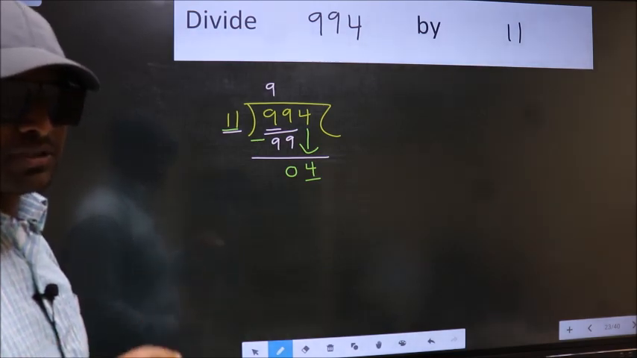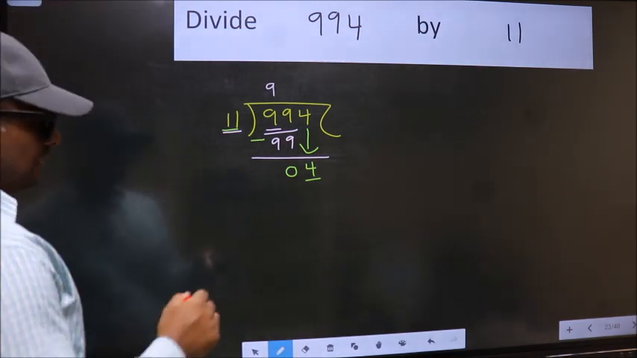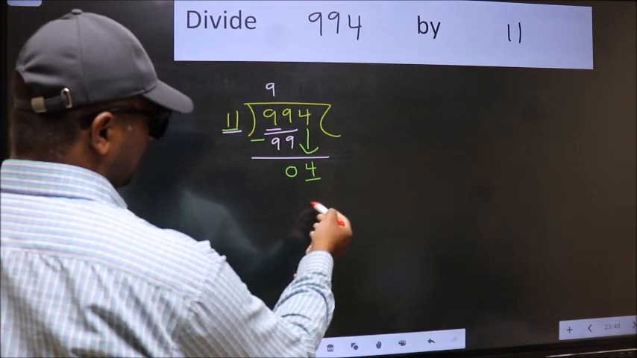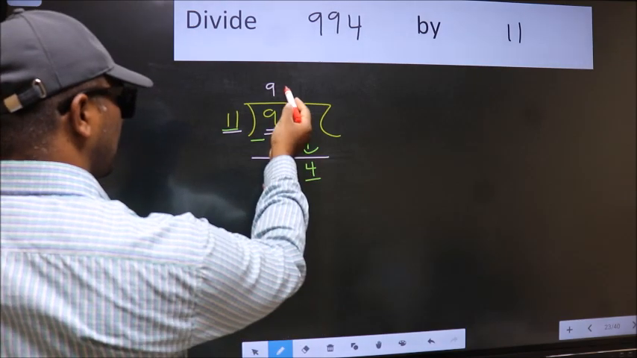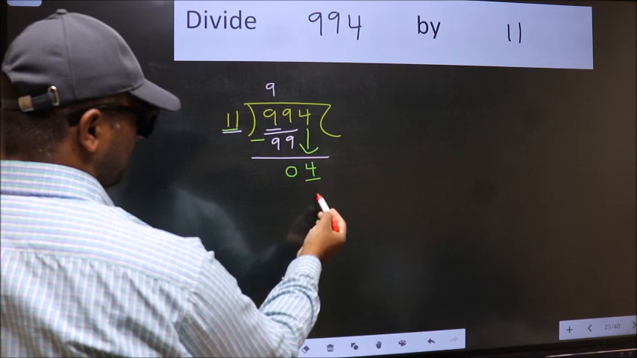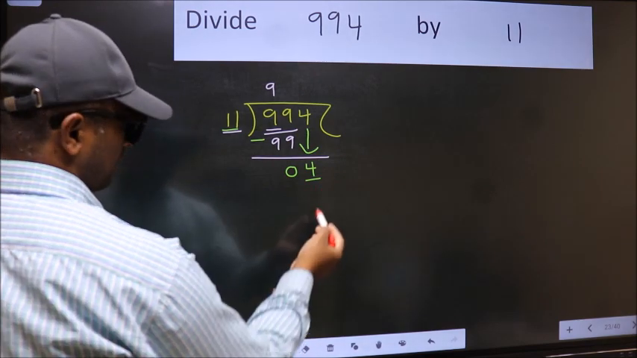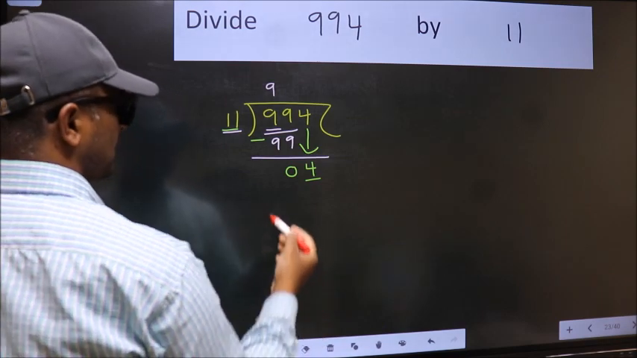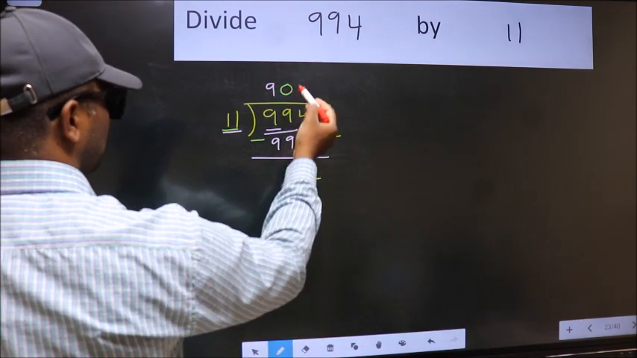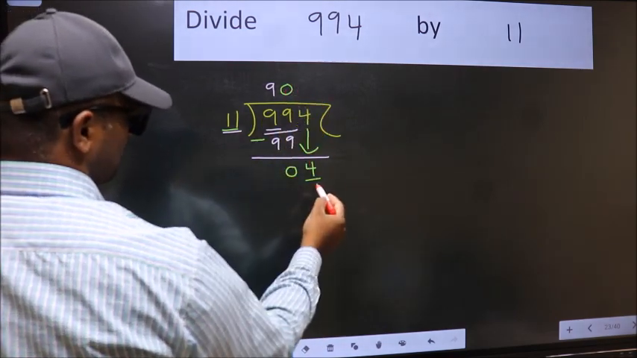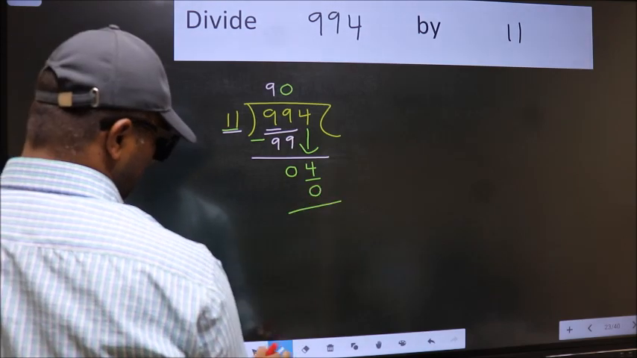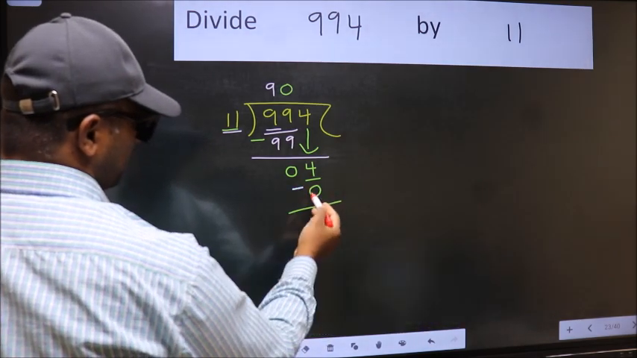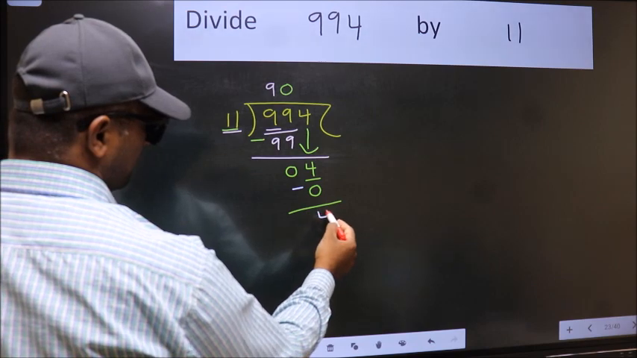Instead, what you should think of doing is, which number should we take here? If I take 1, we will get 11. But 11 is larger than 4. So what we should do is, we should take 0. So 11 into 0 is 0. Now you should subtract. 4 minus 0 is 4.